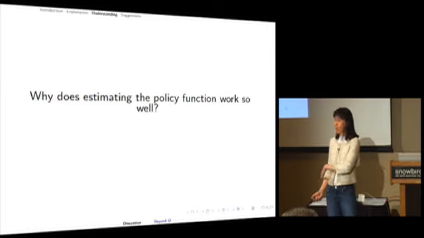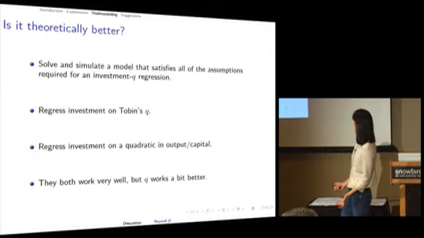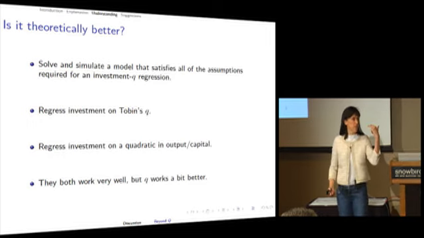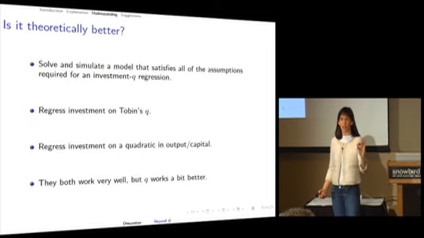The first will be theoretical, the second will be empirical. So is it theoretically better? I did 3 things. First, I solved and simulated a model in which all of the assumptions for the Tobin's Q investment regression were satisfied.